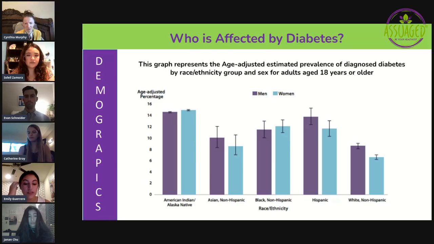So just overall, we can see that people of color are more likely to have poor health, which is why they're more likely to be diabetic. And in terms of women, usually females have more serious complications when they do have diabetes compared to men, but men are more likely to carry diabetes.